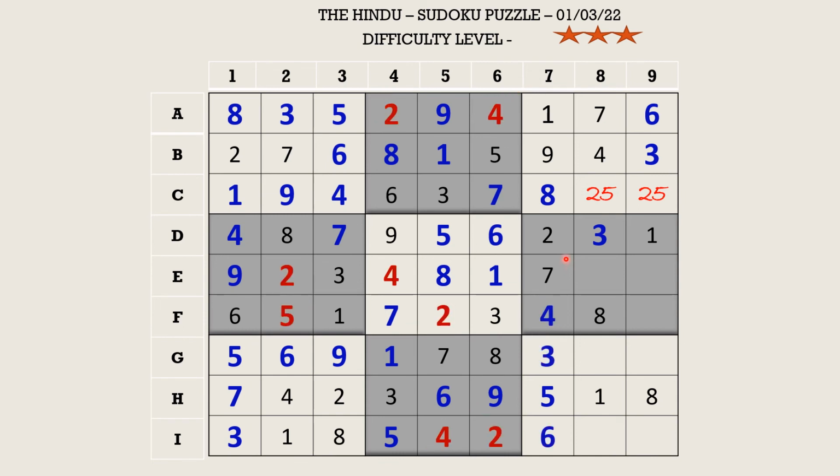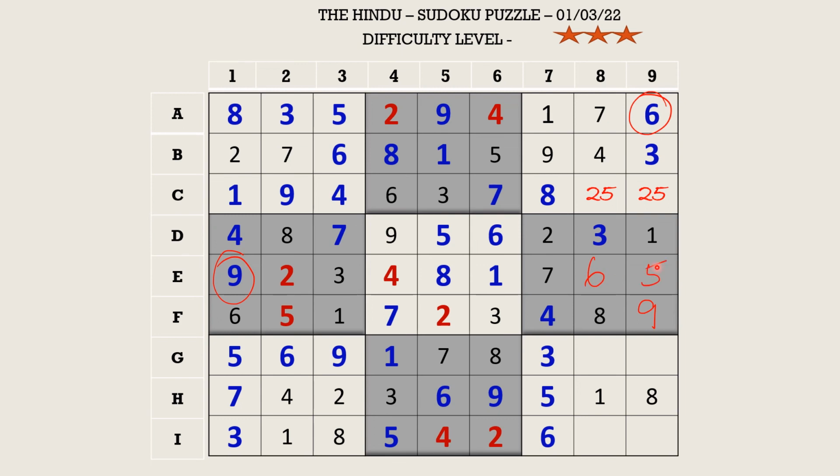Let's try to fill the 6th block. There are 3 numbers missing. Missing numbers are 5, 6 and 9. There is a 9 here which blocks these 2 cells. So F9 takes 9. There is a 6 here which blocks this cell. So E8 takes 6. So 5 goes in E9.